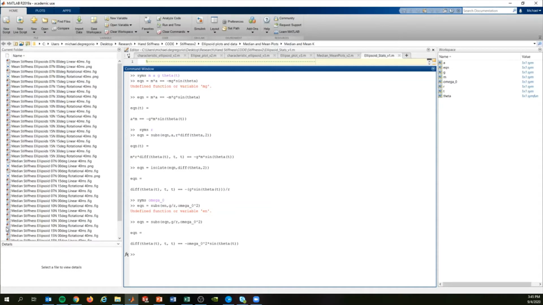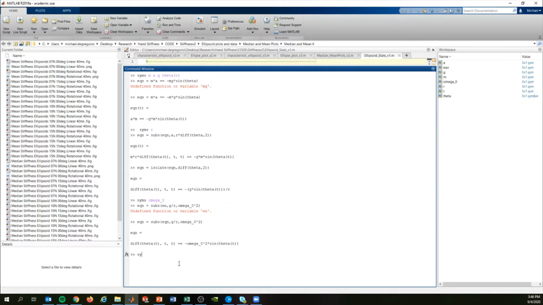We've got diff again of theta of t with respect to t is equal to negative omega naught squared sine theta of t. Okay, all right. So that gets us everything we need in terms of our natural frequency and theta. And that's great. Did you need to do it this way in the lab? No, you didn't need to define the natural frequency, but it's nice to know for when we do things later in the class.